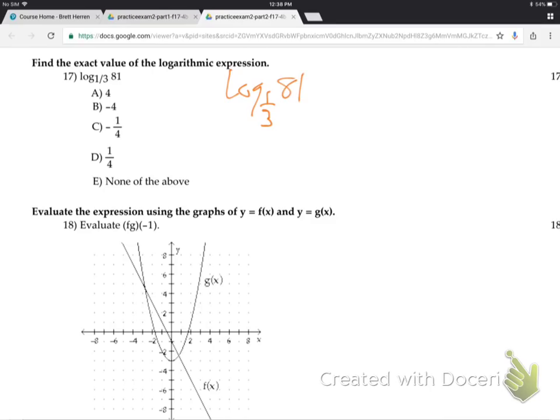Log base 1/3 of 81. How do you do that one? Calculator. Just the top goes top, the bottom goes bottom. Super easy. Hit the buttons. I don't know what it is. Negative 4? Yeah, negative 4. B. All right. 18. 18's got a trick. I'm going to move on.